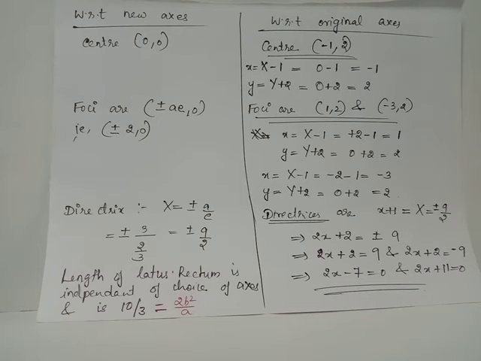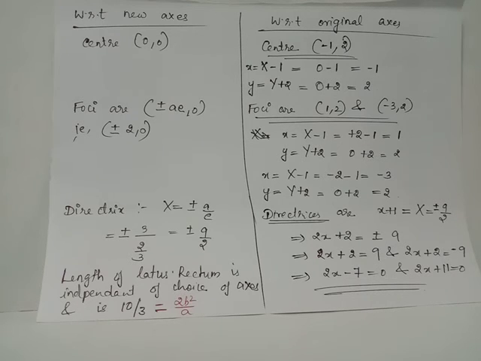Now, we will take capital X equals minus 2, and thus we have small x equals capital X minus 1 becomes minus 2 minus 1, which becomes minus 3. Small y will be 2 again. Thus, we have the other set of foci will be minus 3, 2.